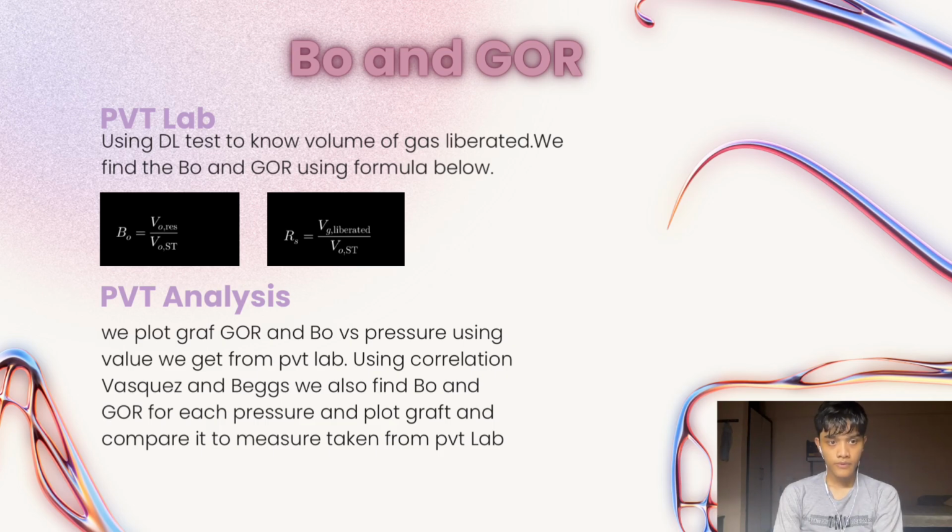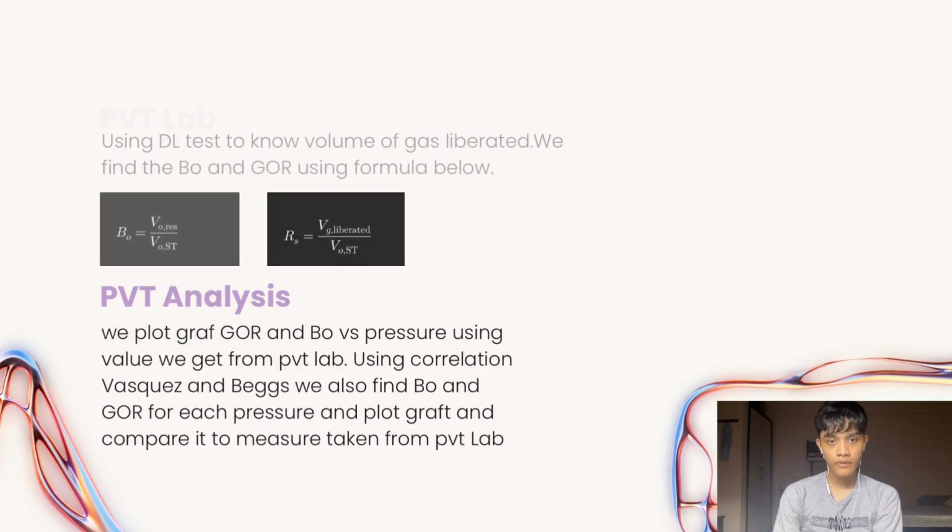Then, for the PVT analysis, we plot GOR and Bo versus pressure using the values we get from the PVT lab. We also use the Standing and Beggs correlation to find Bo and GOR for each pressure, plot the graph, and then compare it to the measurements taken from the PVT lab.